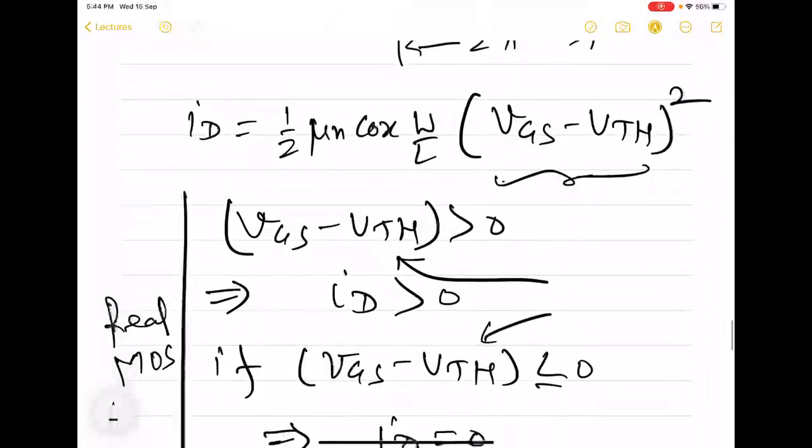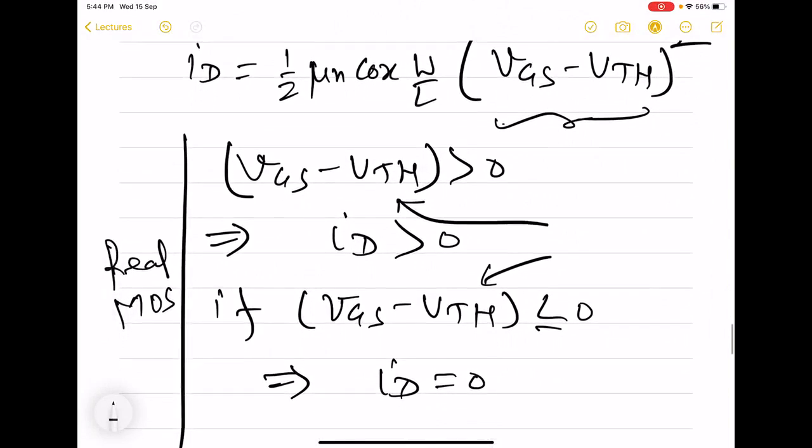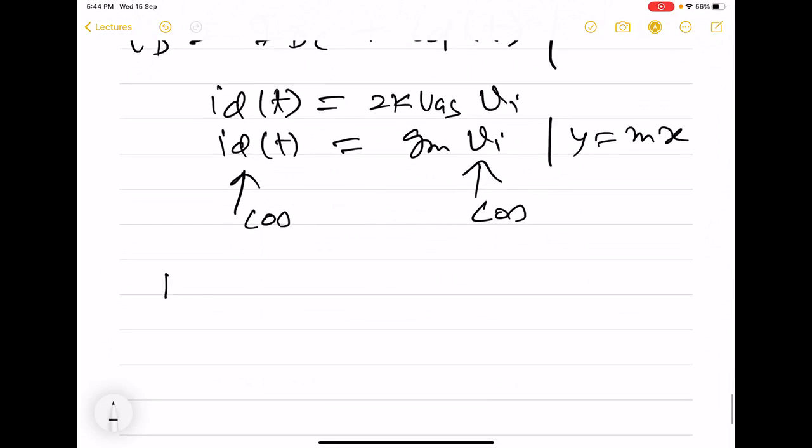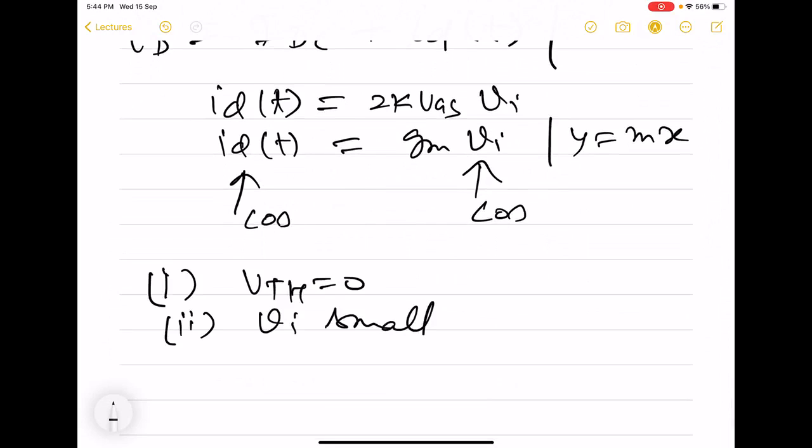So there are two simplifying assumptions that we are going to assume. One is that VTH is equal to 0, and second is VI small. So these two things are going to be assumed for the linear class of power amplifier. And now you can see why these classes are called linear, because of this kind of output relation that we are getting with respect to input.